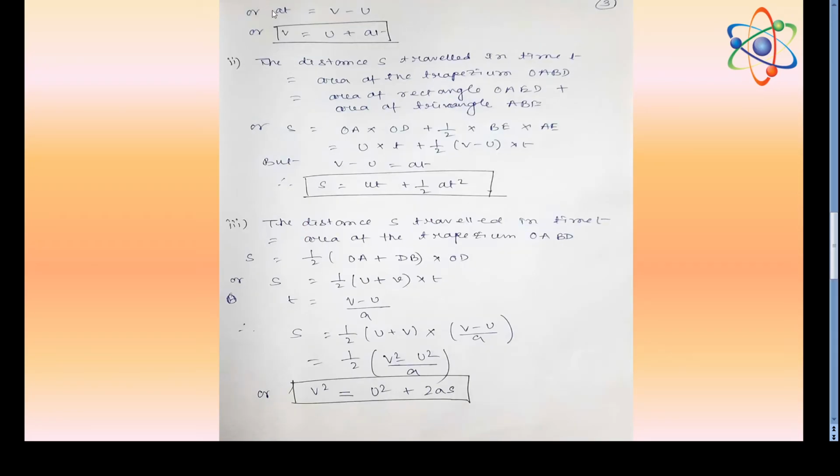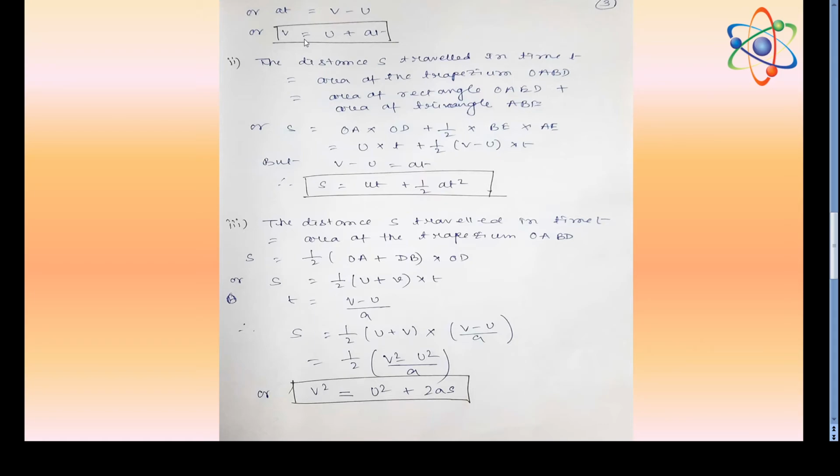So what is AC? AC equals OC minus OA. OC is v, and OA is u, so v minus u. And what is OD? OD is t, so we can write a equals (v minus u) by t. So by cross multiplication, we will get at equals v minus u, or v equals u plus at. So we have got the first formula, v equals u plus at, that is final velocity equals initial velocity plus acceleration into time.